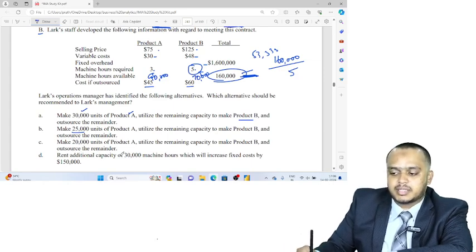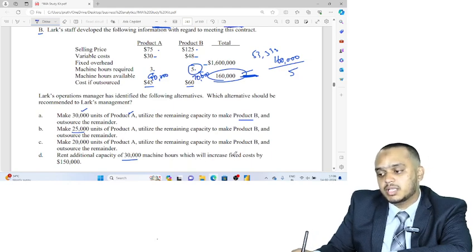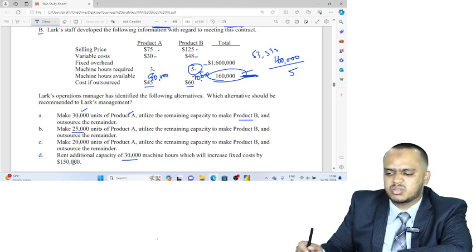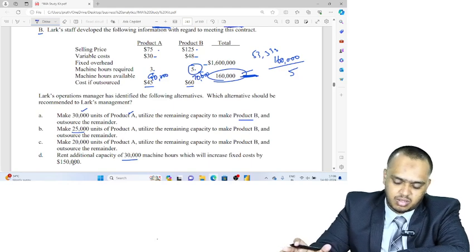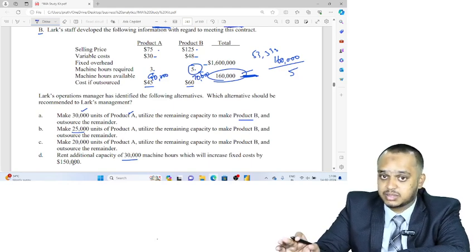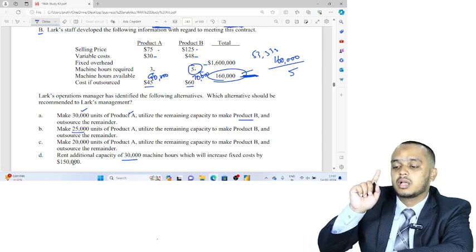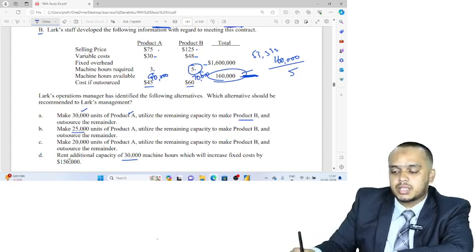Then rent additional capacity of 30,000 machine hours, which will increase the fixed cost by 150,000. Why should I do this? This is also not fitting into my calculation. This is just with experience I'm saying. Now what we'll do is, first let us take option number B.